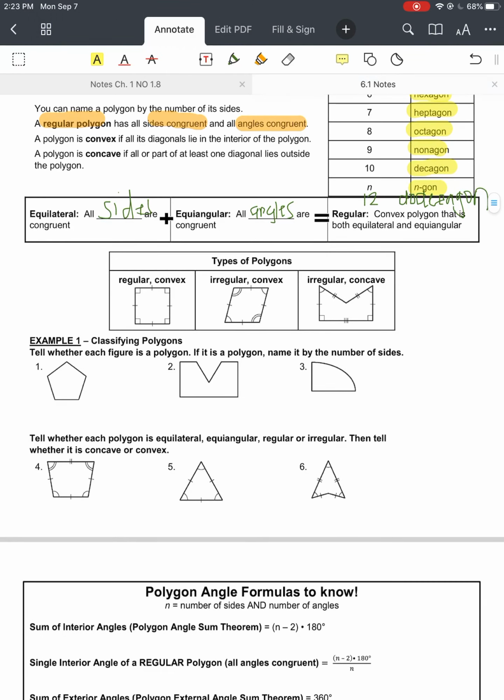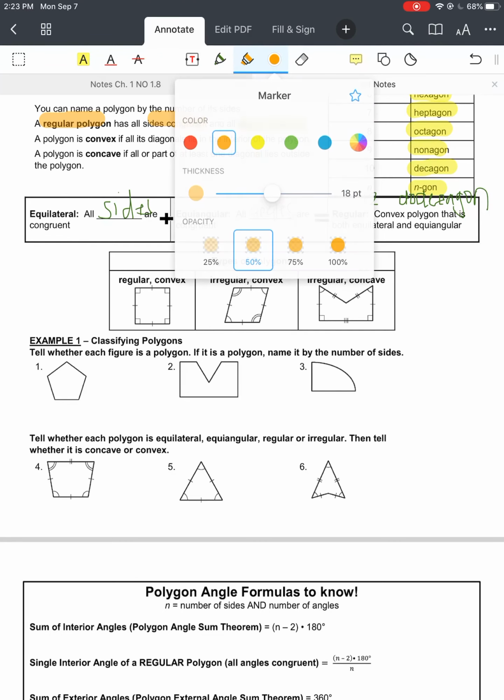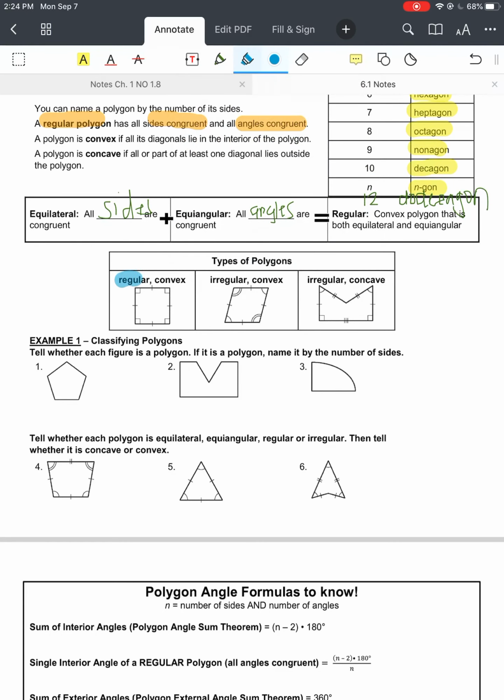So here are some pictures to kind of help you visualize this. So here we have a regular polygon. It is regular. Notice all 4 sides have the same tick mark, and we also have 4 right angles. And it's convex. I could draw diagonals in, and they stay on the inside. It's not caving in anywhere.